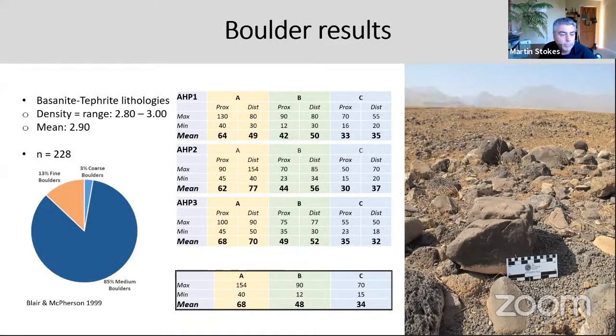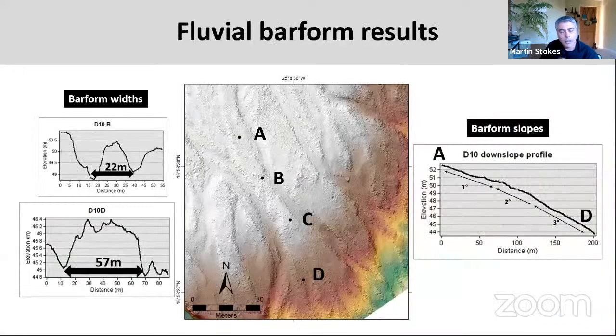So the boulders that we measured, these were mainly medium boulders. I've used a slightly modified grain size scale here. This is Blair and McPherson, who are very much fan sediment people. So medium boulders dominate, and you can see I've got numbers and numbers and different tables. It's remarkably similar in terms of grain size. The ABC are the ABC axes of the boulders, so long, intermediate, and short. Not much difference between the different proximal distal sites for each one of the lobes. So the table at the bottom here is showing you the key summary. And then from the digital results, this is just one example.